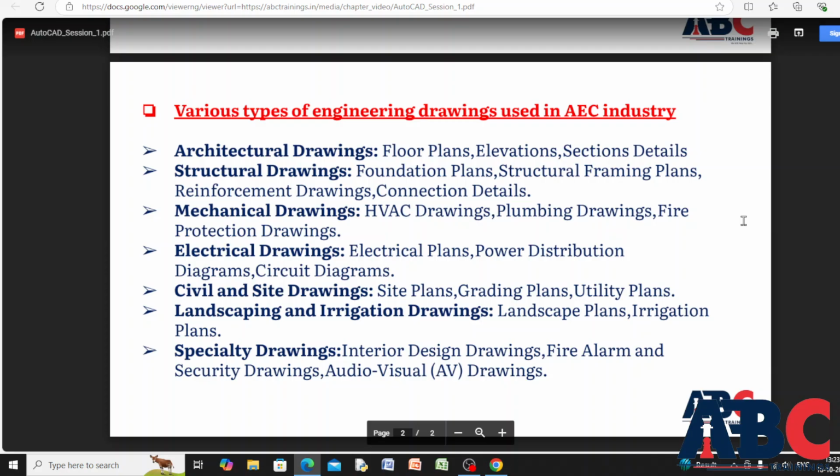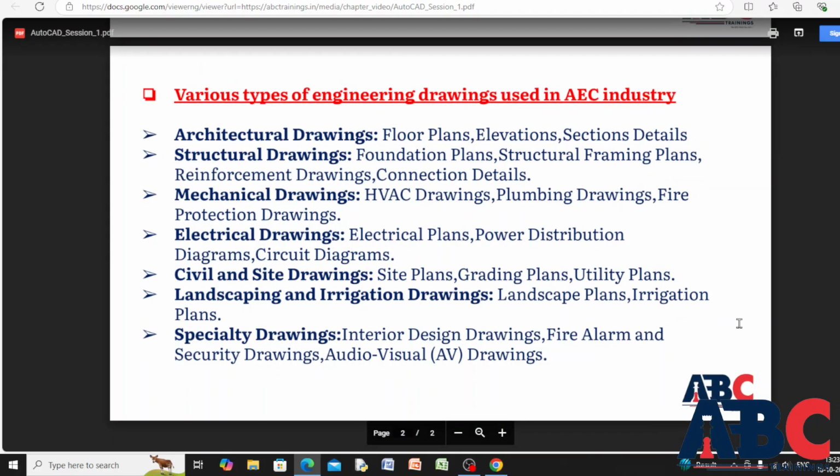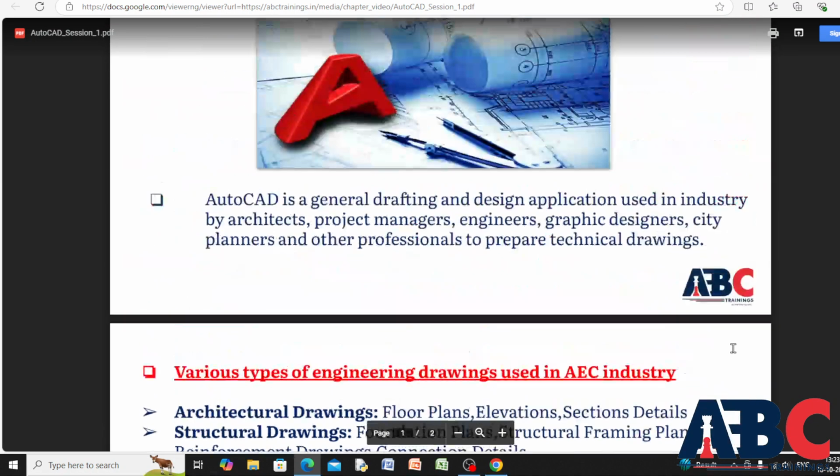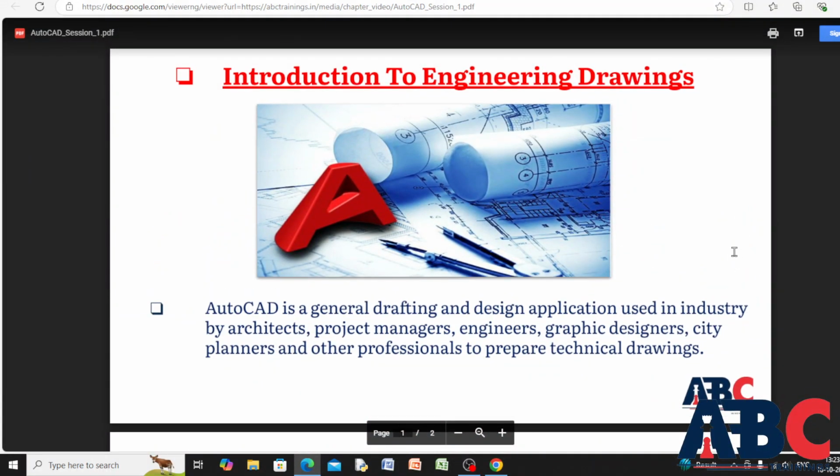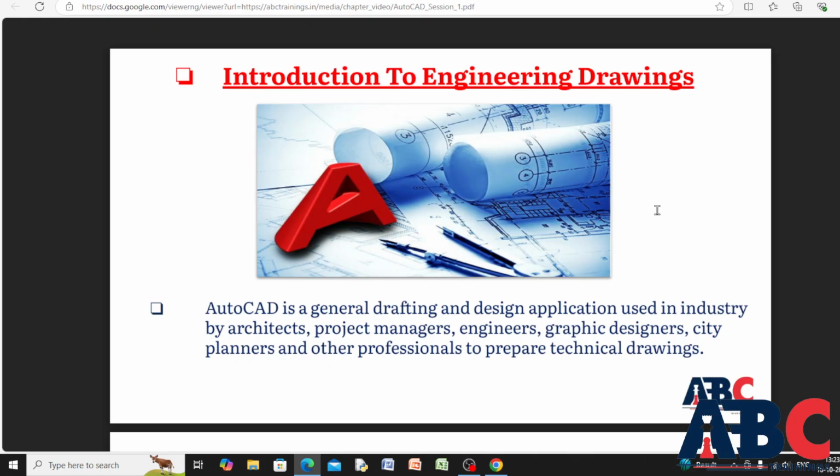In specialty drawing, interior design drawing, fire alarm and security drawing, audio visual drawing for auditoriums, etc. So this is a little bit about AutoCAD. In AutoCAD, we are going to learn about civil engineering drawings and how to draw plans and how to use AutoCAD.